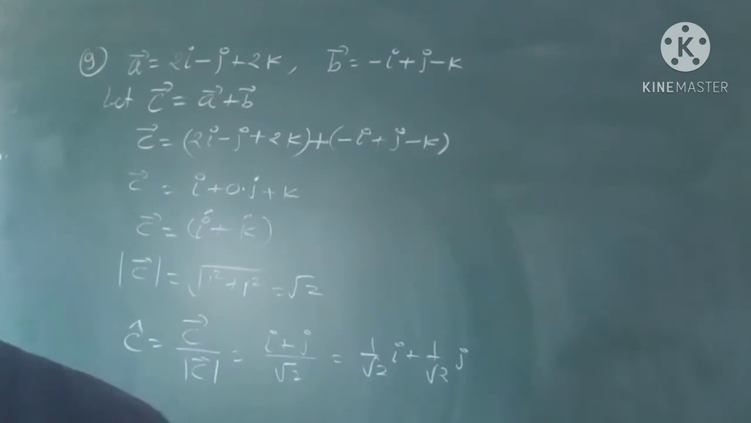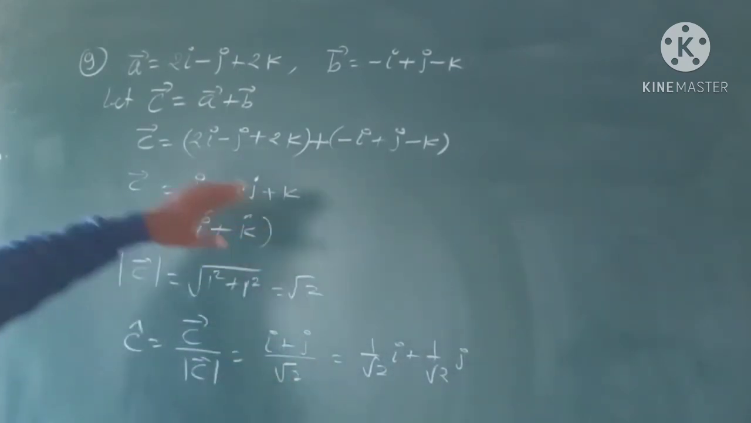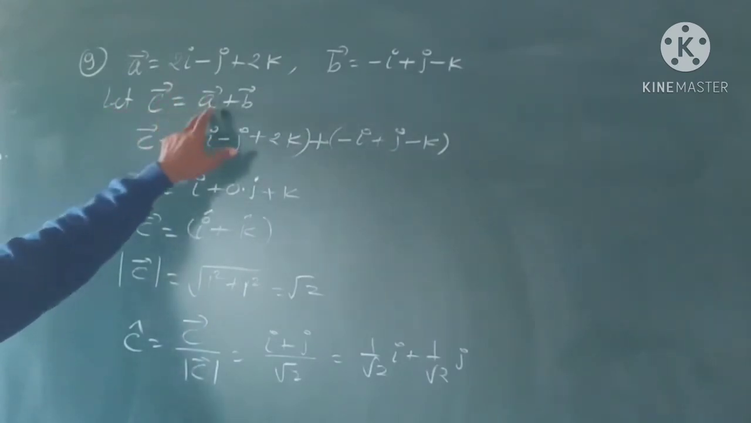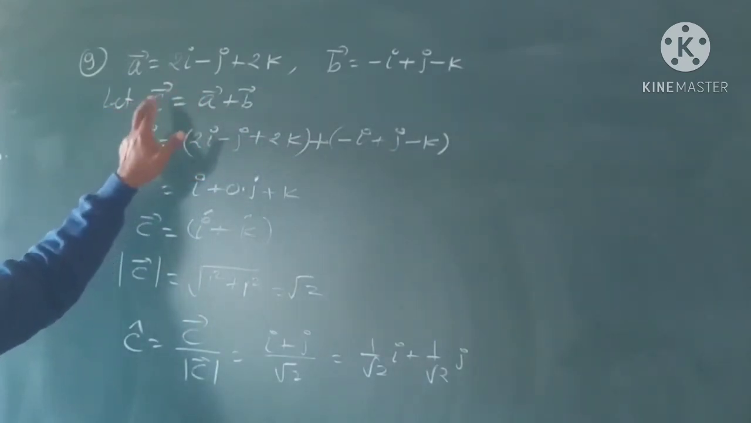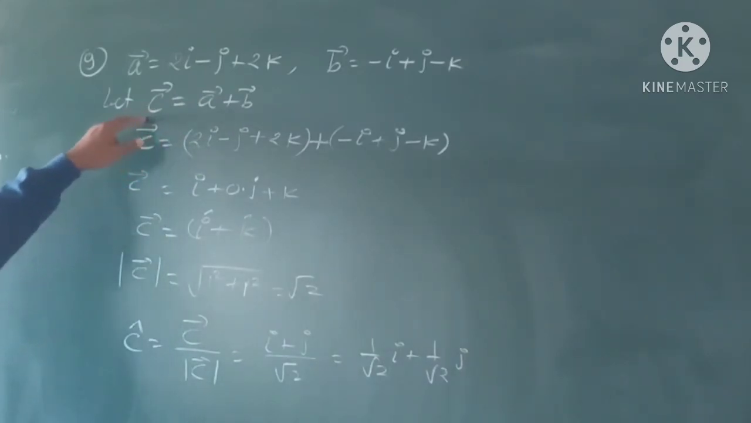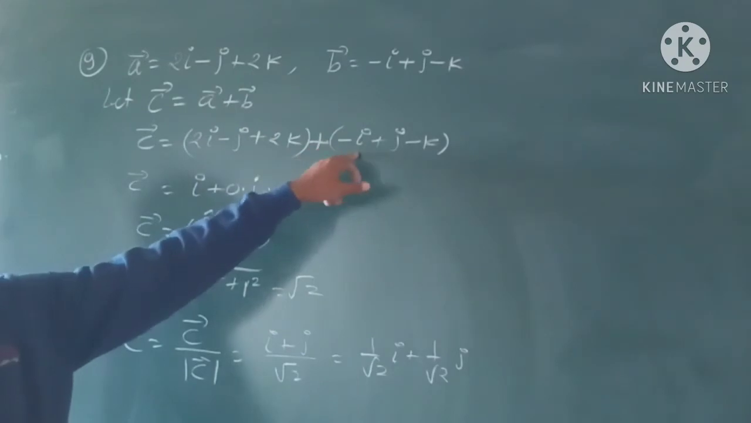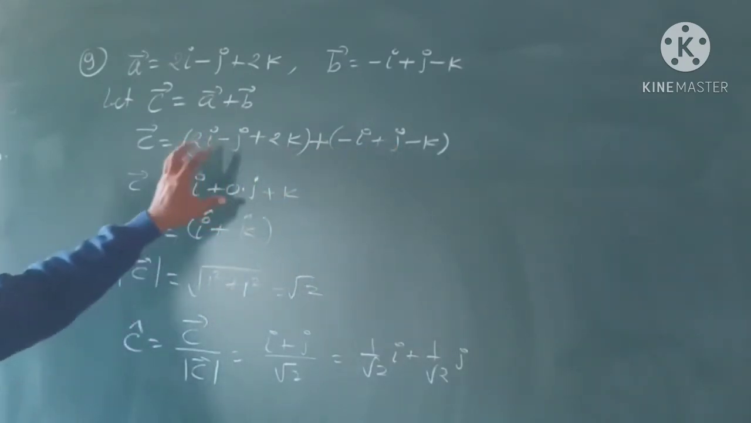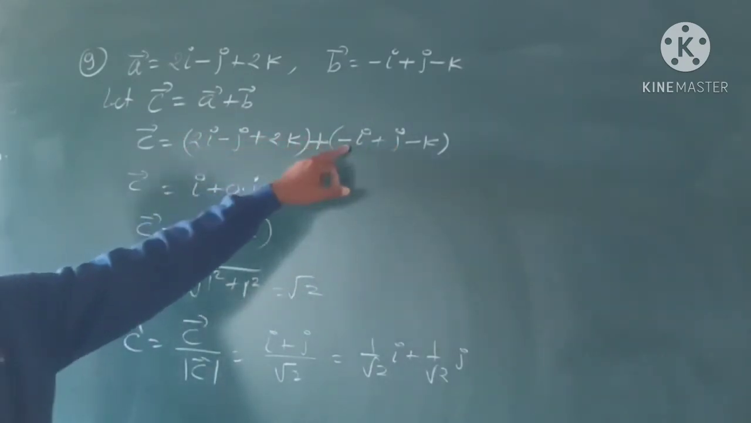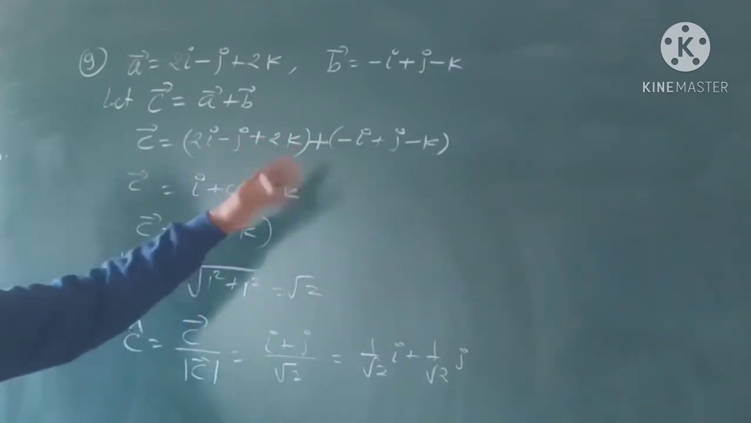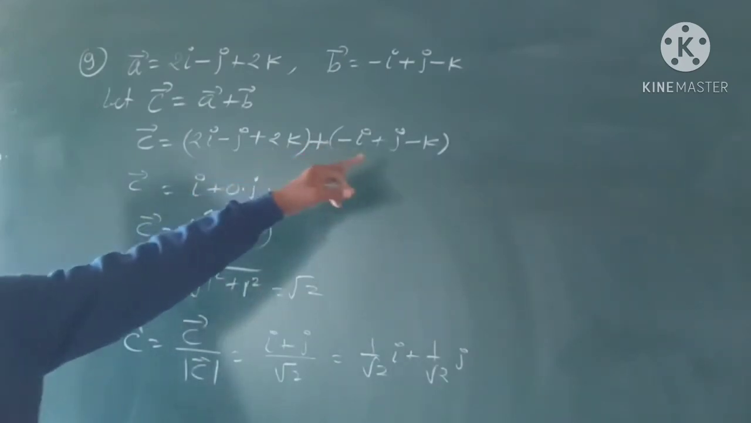In question number 9, there are two vectors given, A and B, and we have to find a unit vector in the direction of vector A plus B. So let A plus B be equal to, suppose, C. Vector A, which is 2i minus j plus 2k, and vector B, that is minus i plus j minus k. So first find its sum. So 2i minus i, it means only i remaining, minus j and plus j will cancel out, only 0j, and 2k minus k, it means only k.